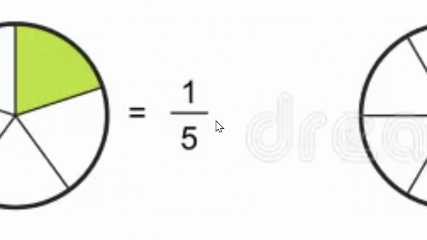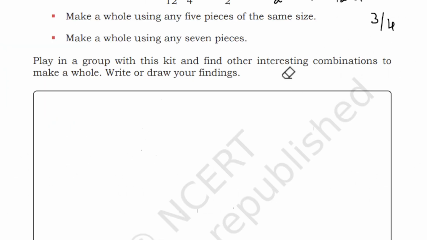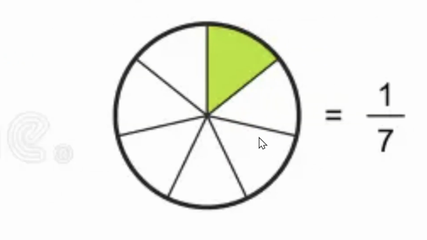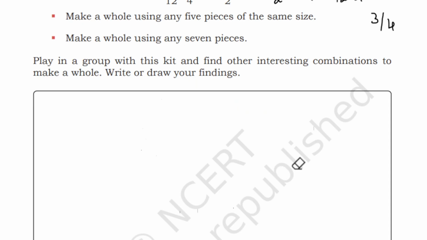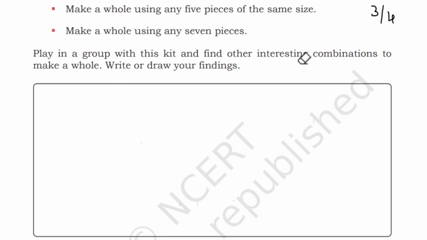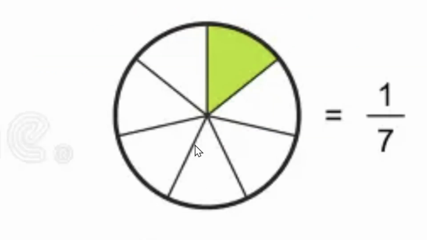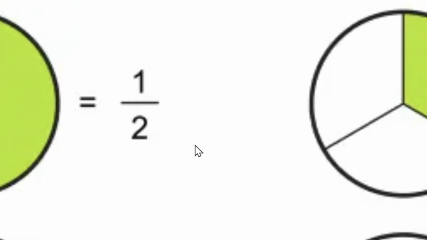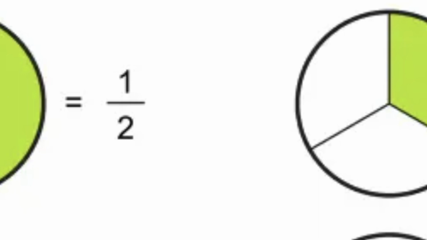Okay. Next. So next is the second one, make a whole using 7 pieces. I showed you, right, the picture using 7 pieces. So this picture, this one. Okay. Next, play in group with the kids and find other interesting combinations to make a whole and draw your findings. Here we can see, if you want, I'll send this through your email also. You can practice this. So 2 equal halves. Here you can add a line and you can divide these two into 1 by 4.